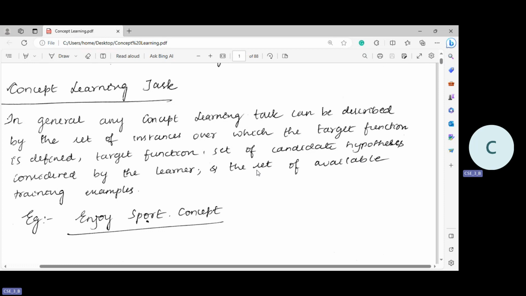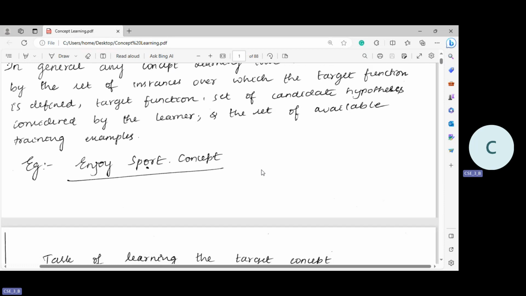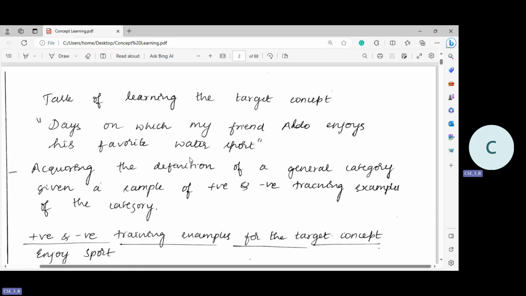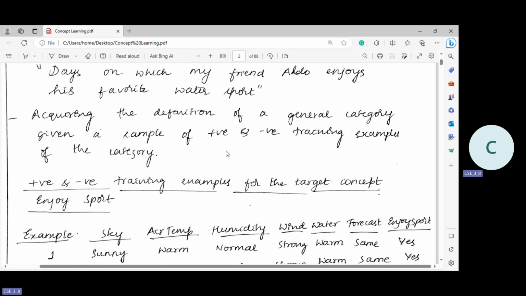Let us understand this with the help of a concept called Enjoy Sport. Here we learn whether a person can enjoy the sport or not, depending upon the conditions, that is, the weather conditions. You can observe the days on which my friend enjoys a favorite water sport or tennis, that is, when they can play the sport or not. So let us observe: acquiring the definition of a general category, given positive and negative training examples of the category.